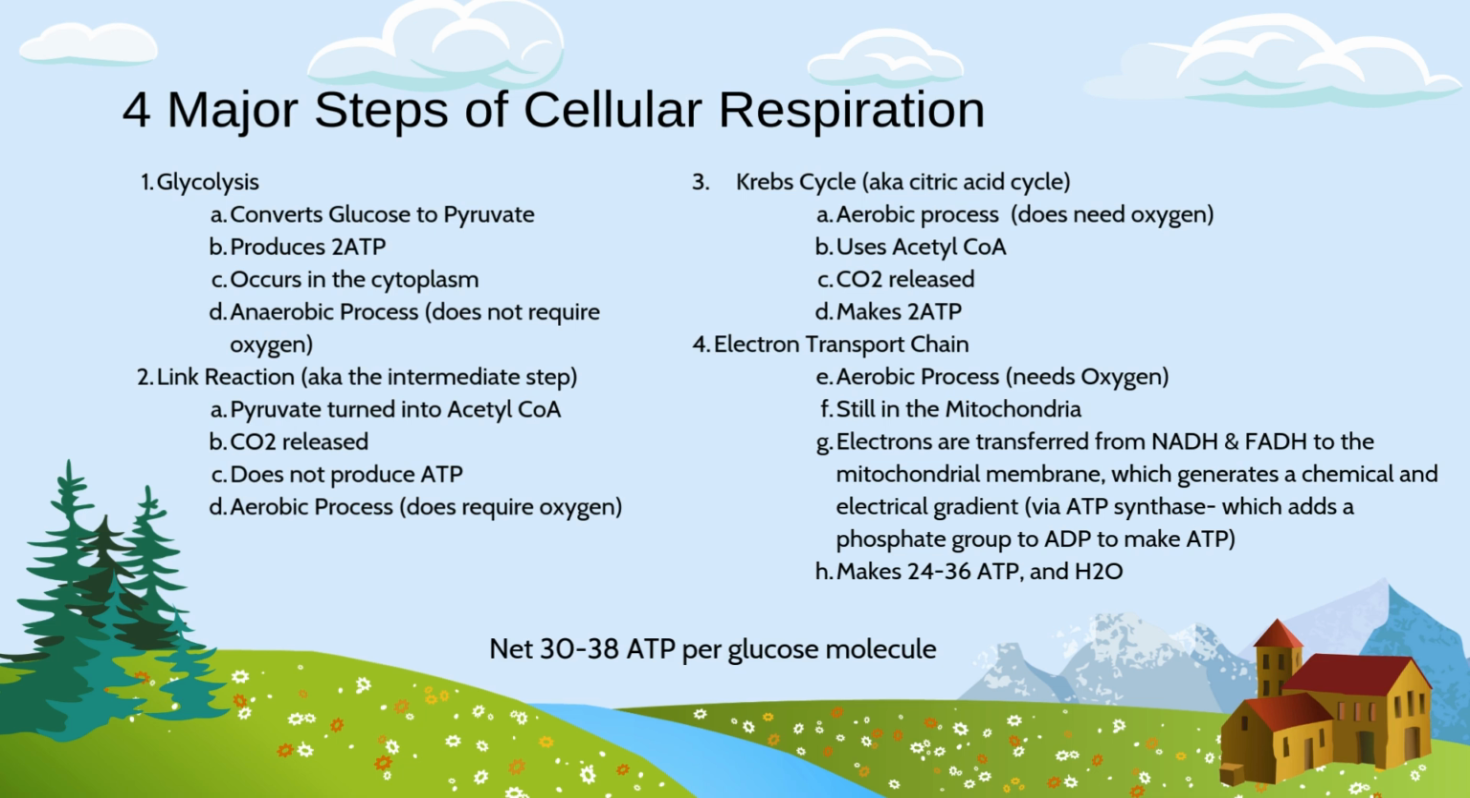So this is still an aerobic process. We still need oxygen here. We're still in the mitochondria. And that acetyl-CoA plus the other energy molecules that were made, NADPH, FADPH, and ATP and all of that, are going to go to this electron transfer chain, and electrons are going to get transferred from them to the mitochondrial membrane, which is going to generate a chemical and electrical gradient.